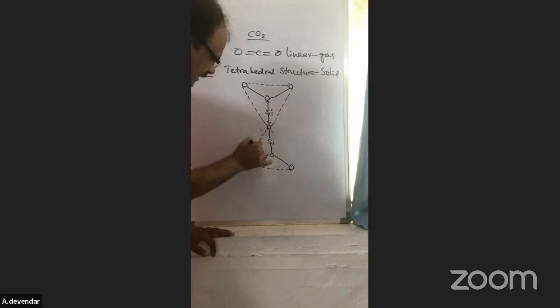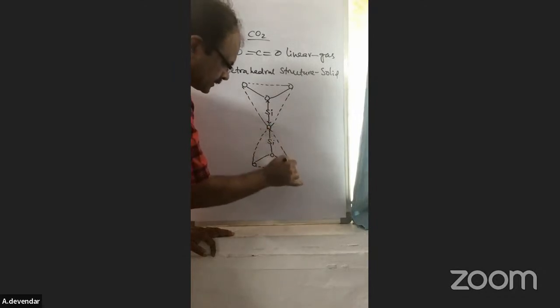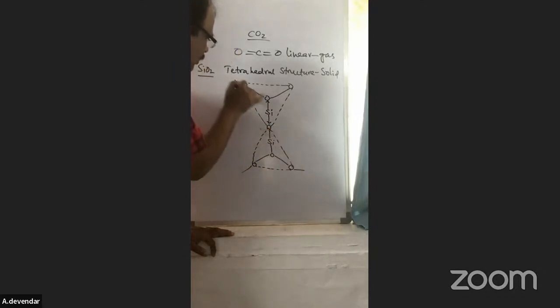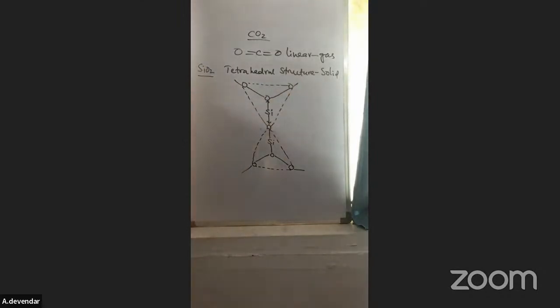This is a tetrahedral structure. These bonds are there. This is the structure of silicon dioxide, but the carbon dioxide structure is linear.